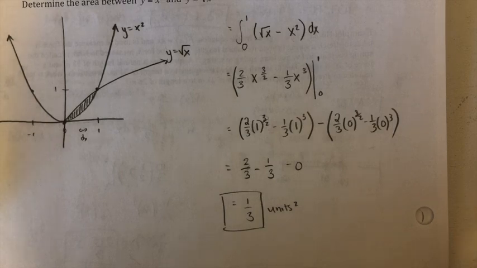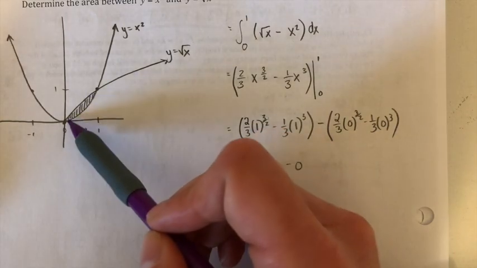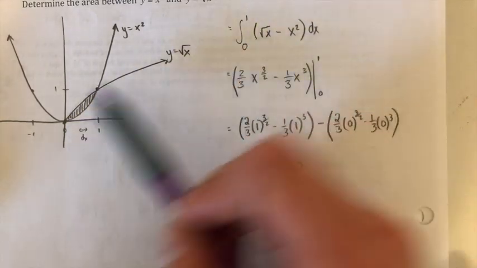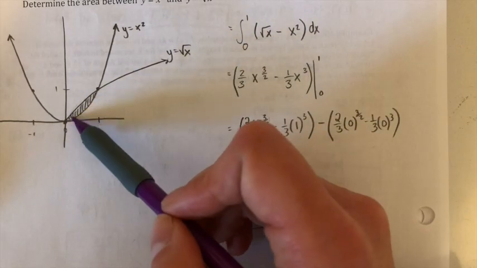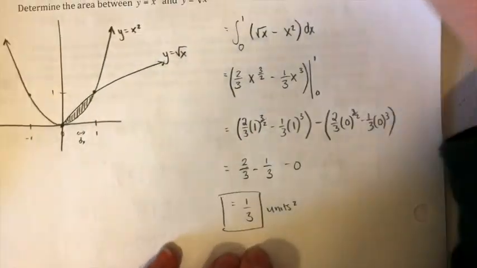Okay, so it's using our integrals and then trying to figure out, okay, how do I need to set it up? Which one's top, which one's bottom, and then how do I get that area in between?